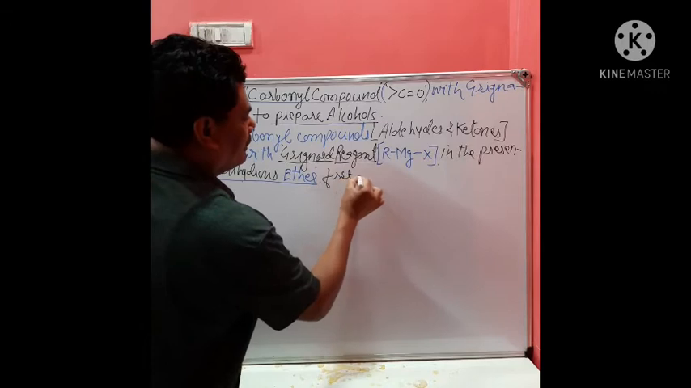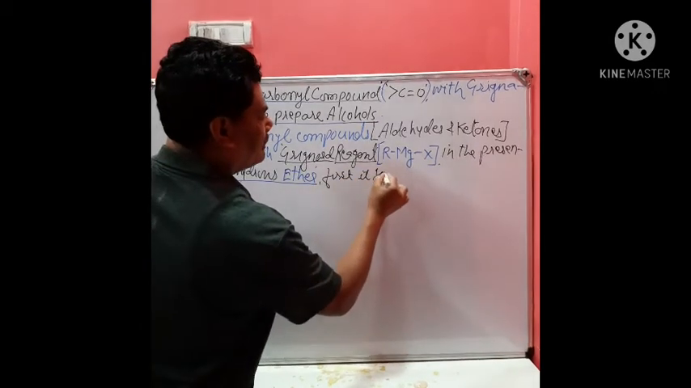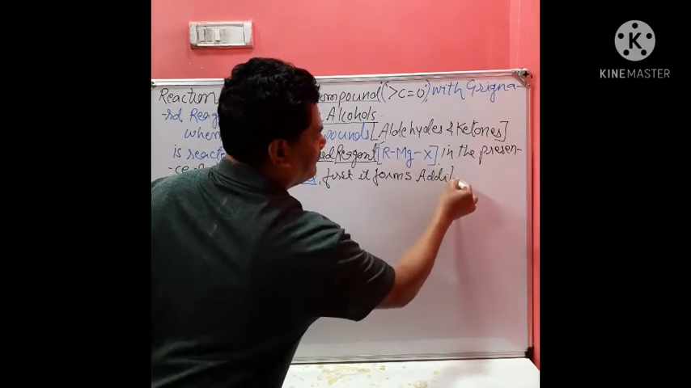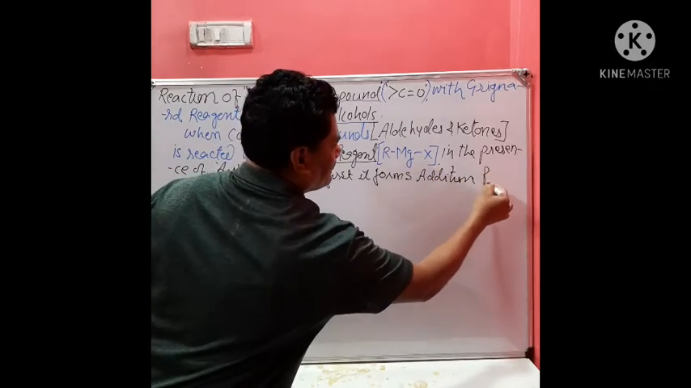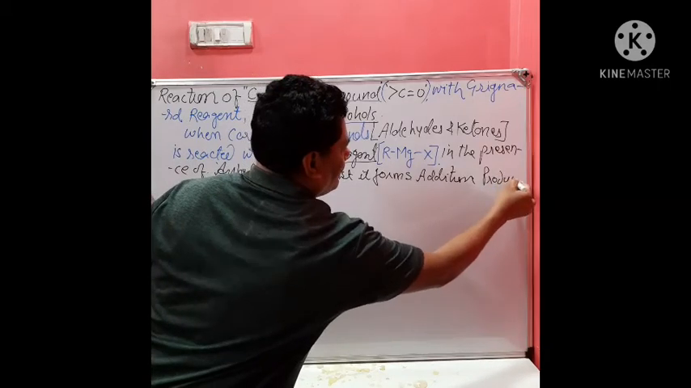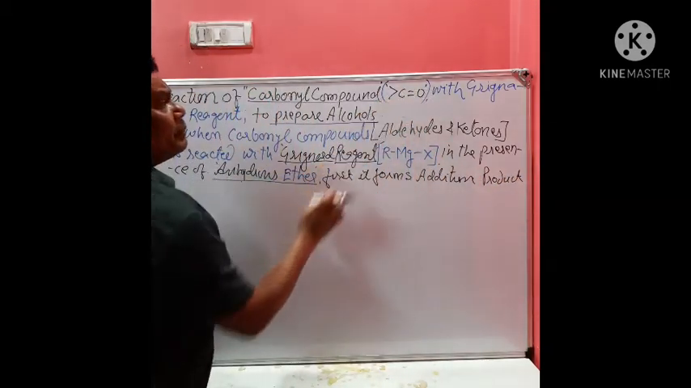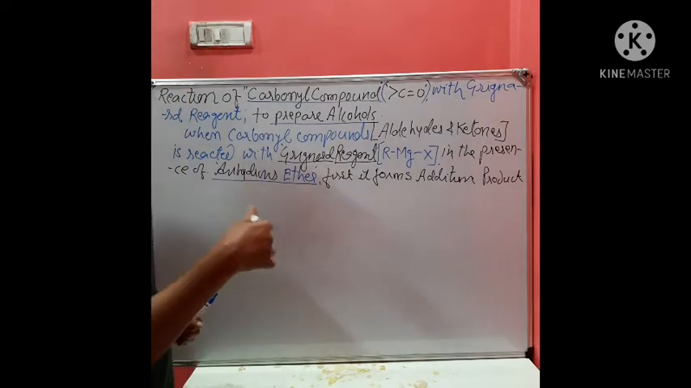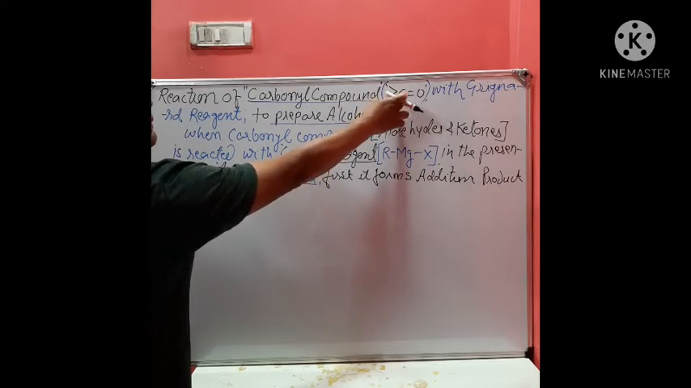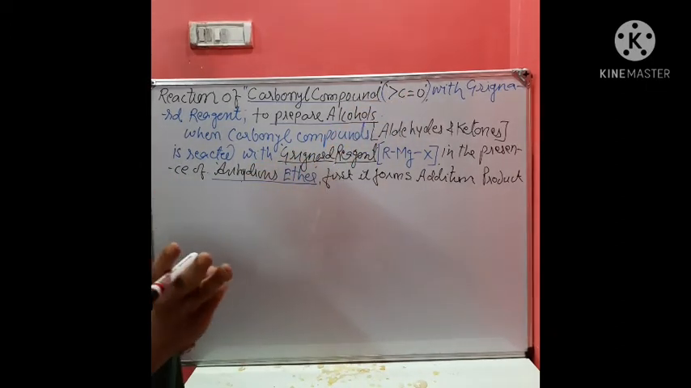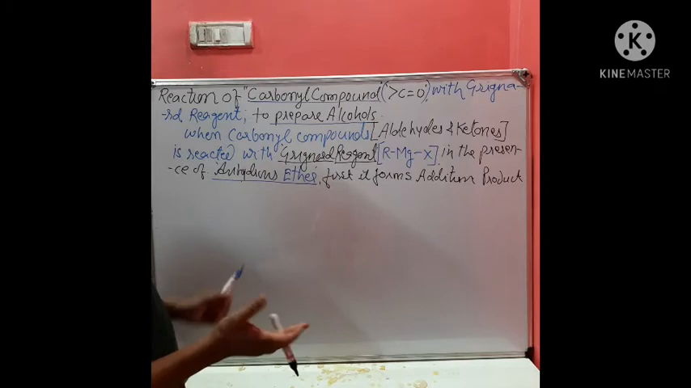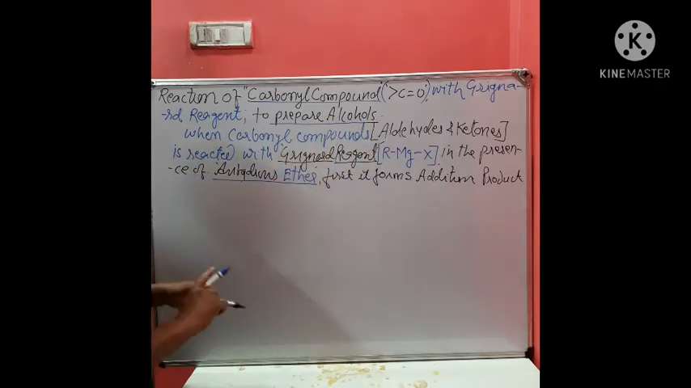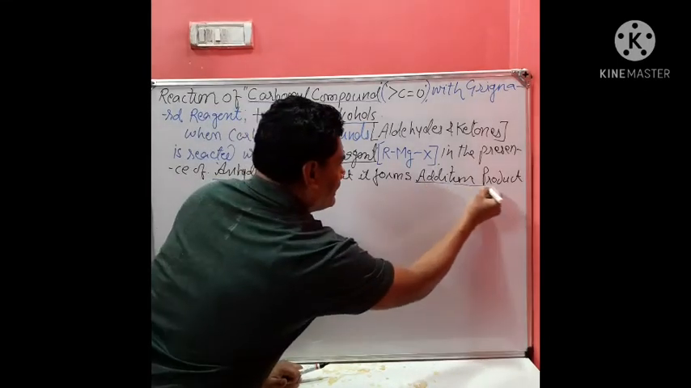first it forms an addition product, that is, the addition reaction takes place. Now why will the addition product form? You know, there is a double bond in the carbonyl compound. So when the bond is breaking down, the carbon is left with 3 valencies and the oxygen with a negative charge; here any other reagent can directly attach. Therefore the addition product formation takes place.